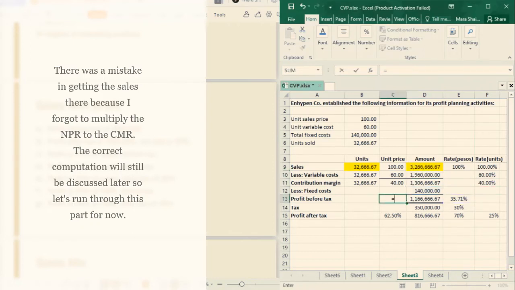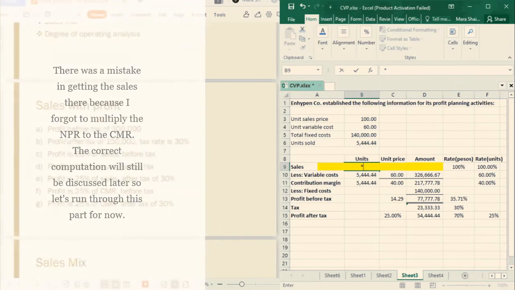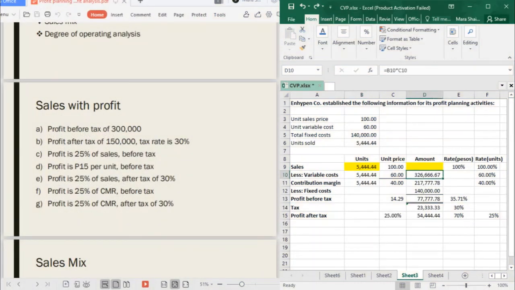Let's solve using the units method. So 40 times the NPR, you get the unit of 40 divided by your UCM minus your NPR. So there. Why was it different? There, it's already 25%. No wonder it was so big. I was so shocked.